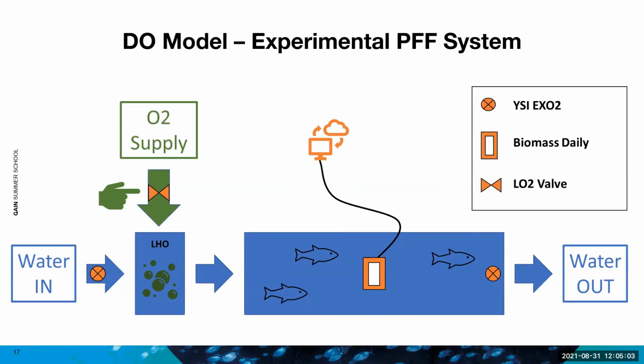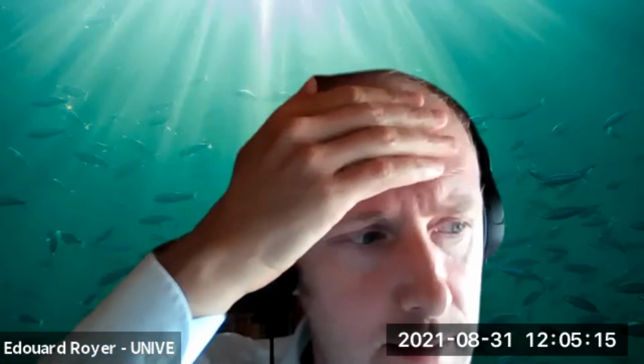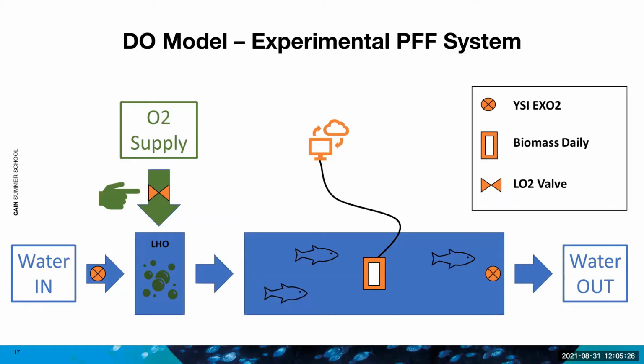And then we also used a biomass monitoring system, whose name is Biomass Daily. I will maybe present it further in the next station. It's a system that was used for the salmon cages, and that we tested in the raceway trout situation, which is kind of different, but it gives us some really interesting results.